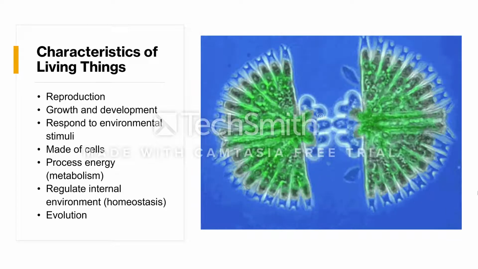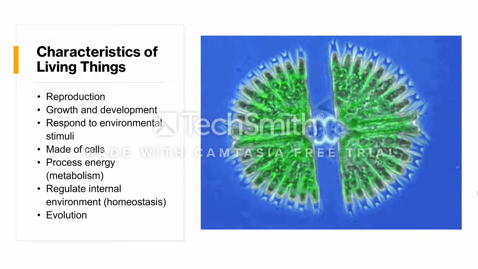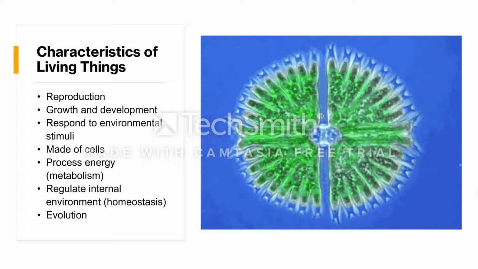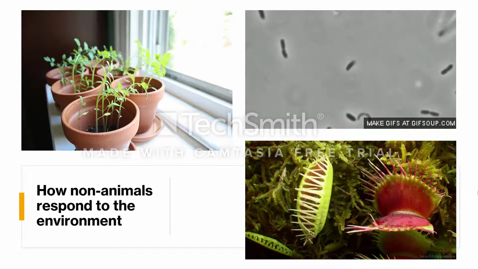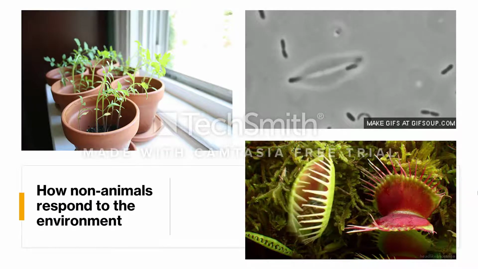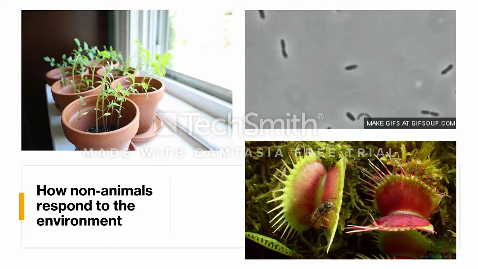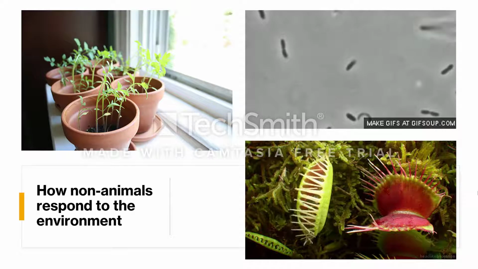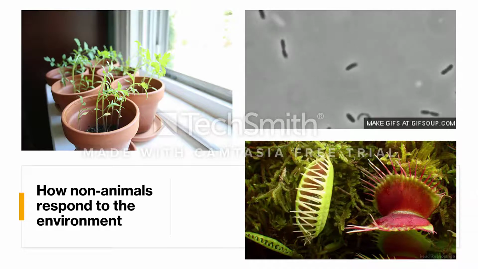Growth and development. So even things like protists and bacteria that are only one cell, that cell is going to grow over time. Responding to the environment. We know that animals move. So you can respond to things in your environment by, say, making noise, talking to them, running away from something scary, going towards something that you like. But things that are not animals, think about how do they respond to their environment.